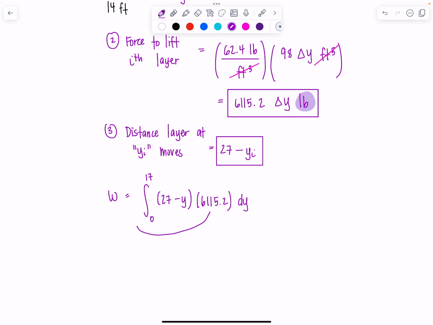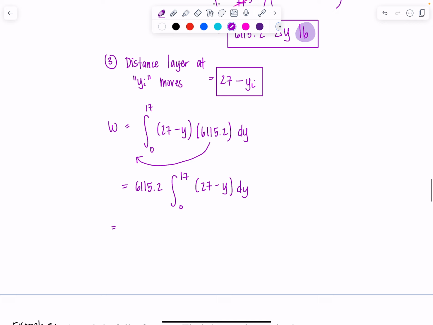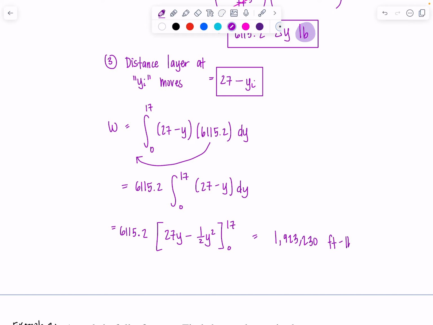Good. Take this constant out, please. 6115.2, integral 0 to 17, 27 minus y dy. And then hopefully now you're home free, right? Usually these integrals are just going to be polynomials. They take pity on your poor soul that the setup's so hard, so you don't do anything much more than that. 0 to 17, blah, blah, blah. It's not interesting. So I'll just cut to the chase. You should get 1,923,230 foot-pounds. Okay.